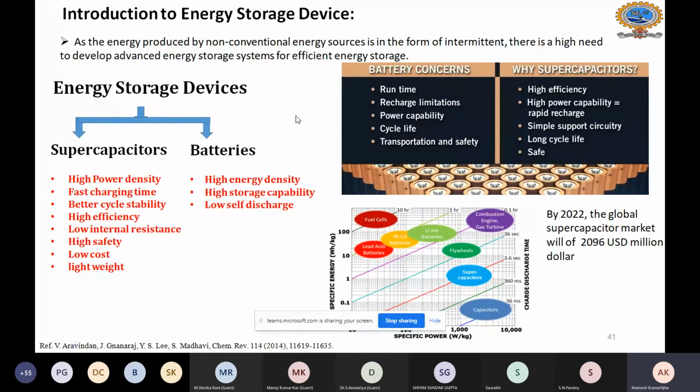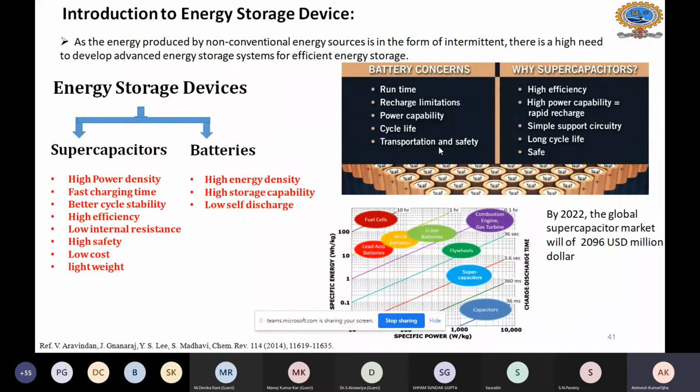One is basically battery, which is well known, well described, and well studied, and has high energy density, high storage capability, and low self discharge. But it has certain drawbacks. It takes a lot of time in charging and recharging. Then the power capability and cyclic life are also not so good, and transportation and safety are among the more challenging parts of the battery.